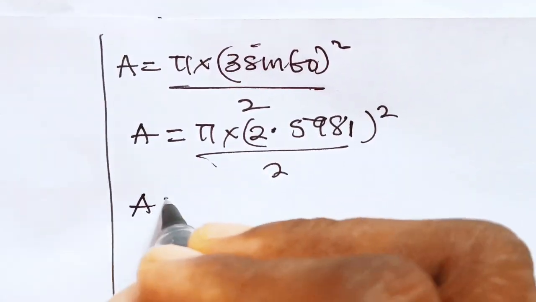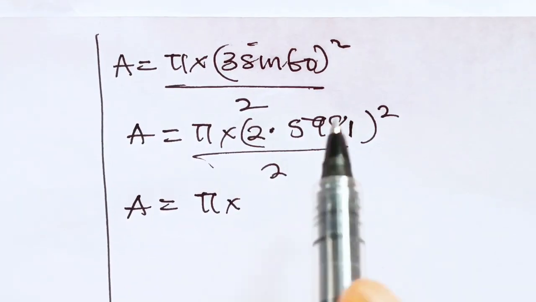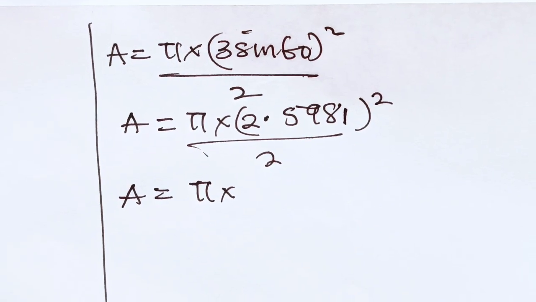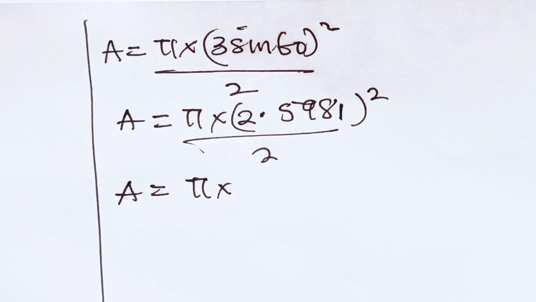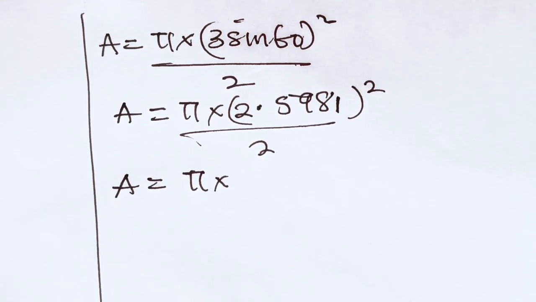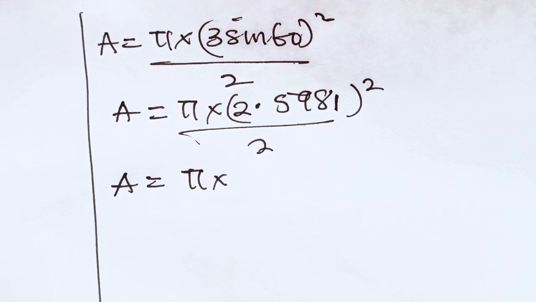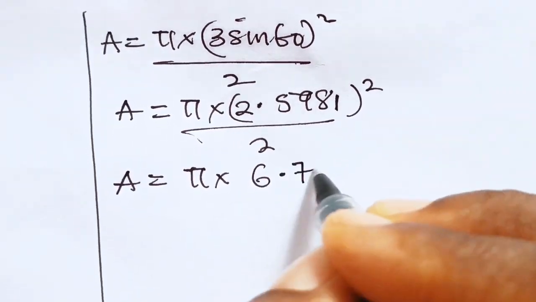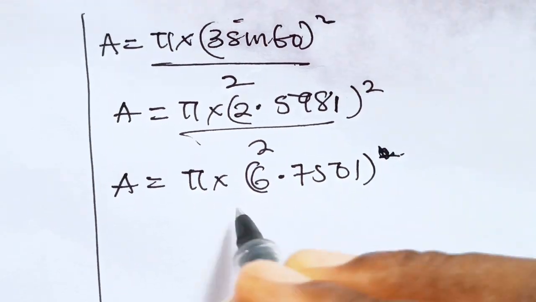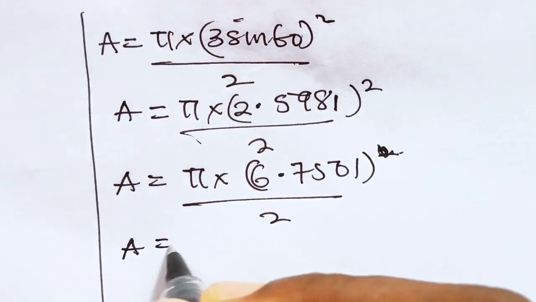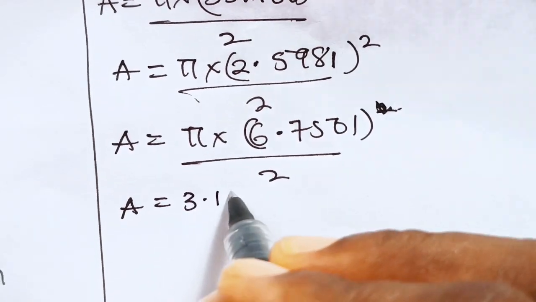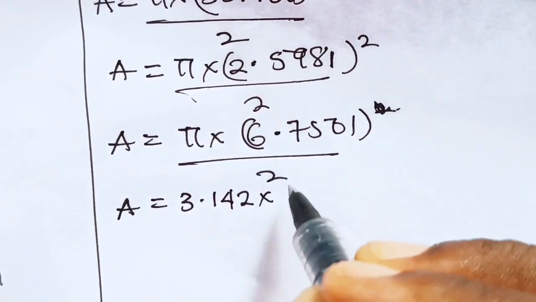So our area is pi multiplied by, now let's raise this to the power of 2. 2.5981 raised to the power of 2 will give us 6.7501 to 4 decimal places. We have squared it already, divided by 2. So A is going to be equal to, remember that your pi is approximately 3.142.